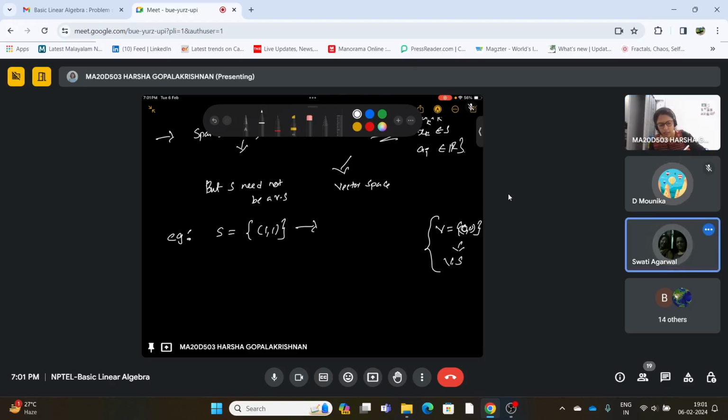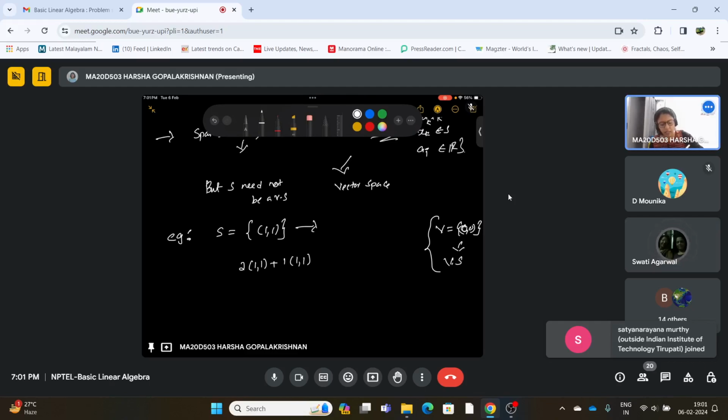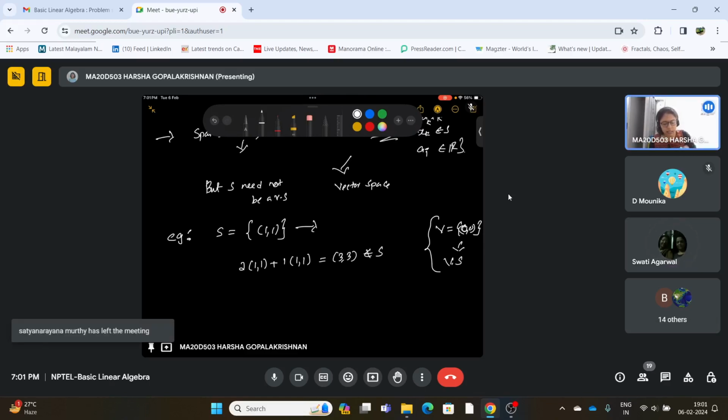So if we make any other linear combination, it will not belong to this, because 1 is just 1, and we don't have anything else in the set. For example, if I am taking 2 into 1 plus 1 into 1, what will I get? 3. It does not belong to S. So this is not a vector space. This is completely different from a vector space. For a given set, we are checking a condition to know whether it is a vector space or not. But what span means is, given a set, we are defining something. Span means the set of all linear combinations.